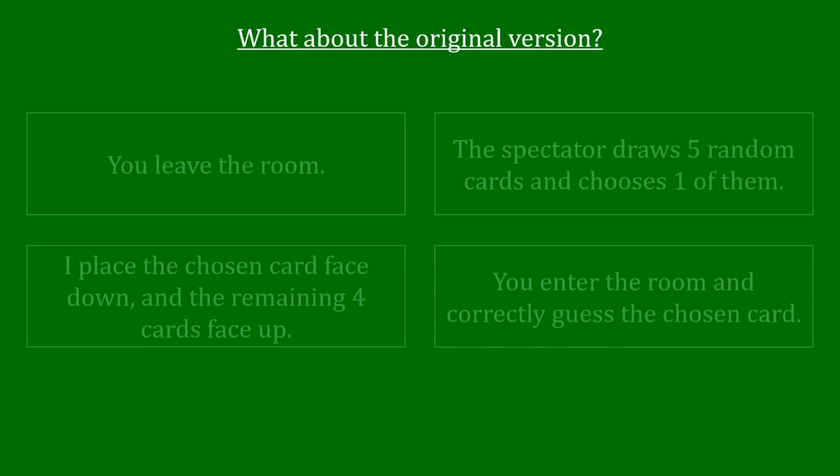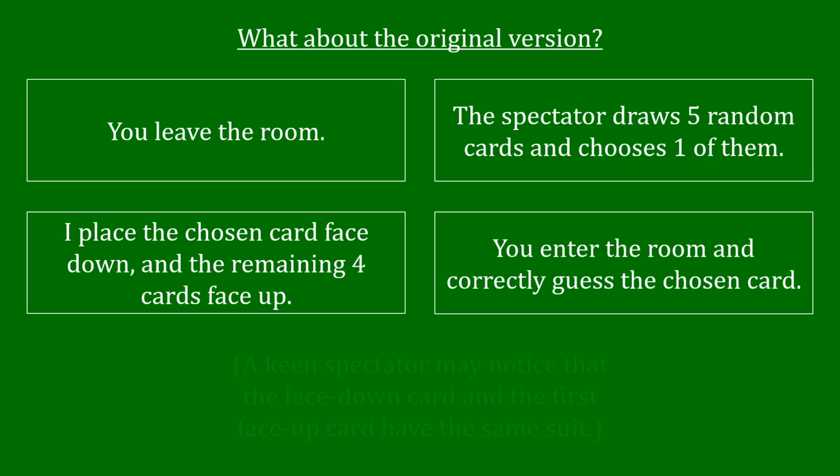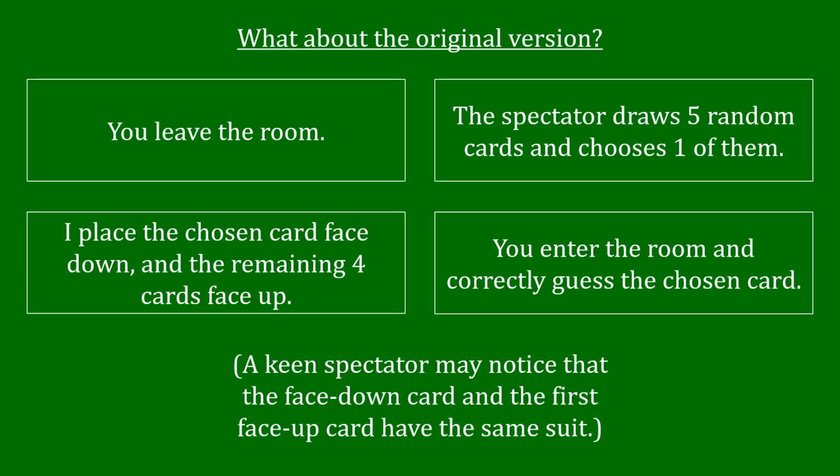What about the original version? In the original version of the trick, the spectator gets to choose which one of the 5 random cards gets placed face down. In fact, although the previous trick is already quite impressive, a keen spectator may notice that the face-down card and the first face-up card have the same suit. Once they notice that, then the illusion is halfway broken. So let's solve the original version now, where the spectator gets to choose the face-down card.